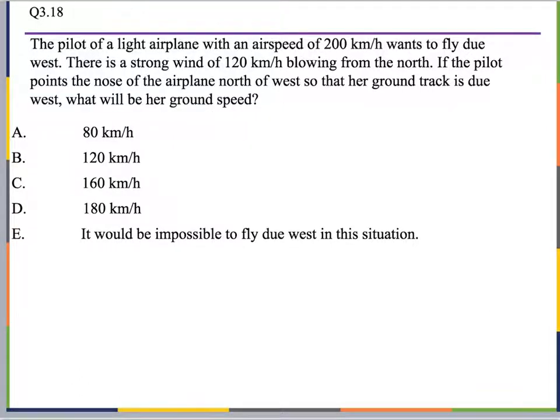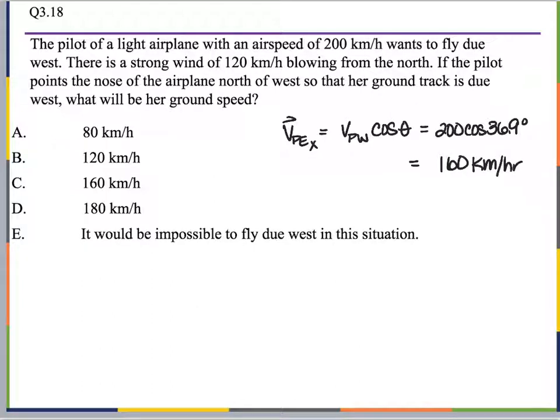So we know that. And then the velocity of the plane with respect to the Earth in the x direction is going to be the velocity of the plane with respect to the wind times the cosine of that angle. So that was 200 times the cosine of 36.9 degrees. And that gives us an answer of 160 kilometers per hour. And so that is an example and a little bit about doing relative velocity. So hopefully that's somewhat helpful.